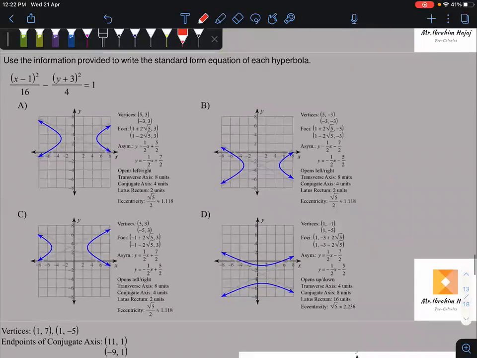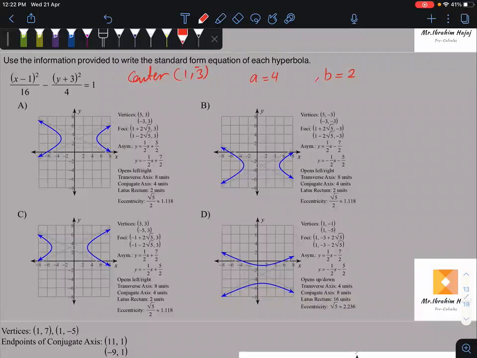Next question, use the information provided to answer the question. It's minus 1 all squared over 16. This equation is a hyperbola, so what's the center? It's at 1 and negative 3. The center is at 1 and negative 3. The a is equal to 4 and the b is equal to what? 2.